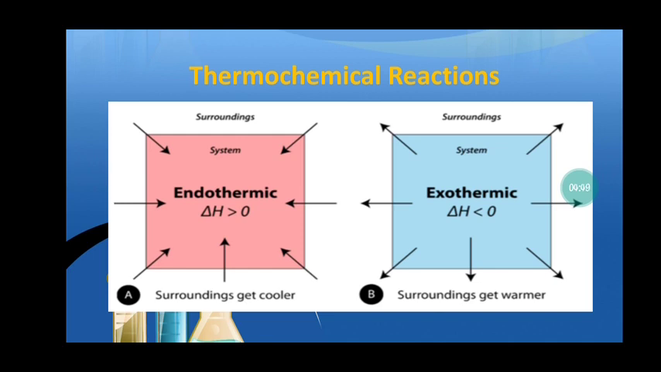Here you can see a pictorial representation. One is the endothermic reaction, in which the arrow indicates that heat energy is transferring from the surroundings to the system. As a result, the surroundings get cooler. On the other hand, in the case of exothermic reactions, you can see the arrowhead is outside, so the heat energy from the system, from the reaction container, is being released to the surroundings, due to which our surroundings get warmer.